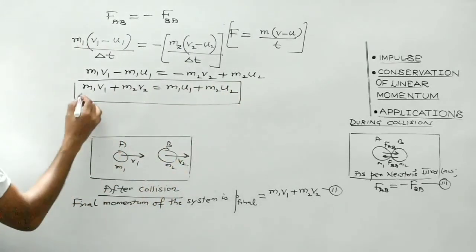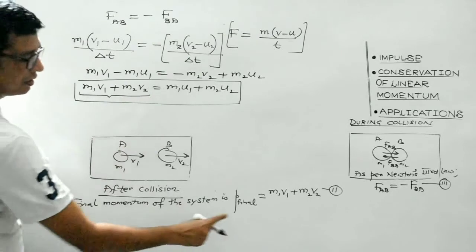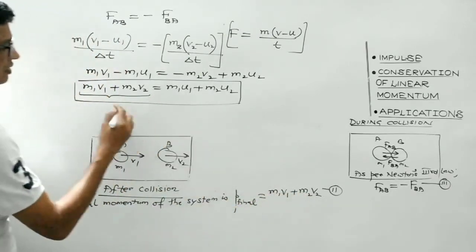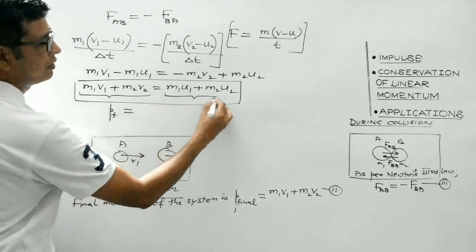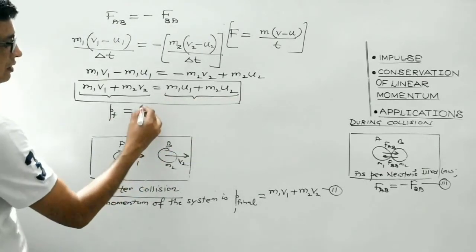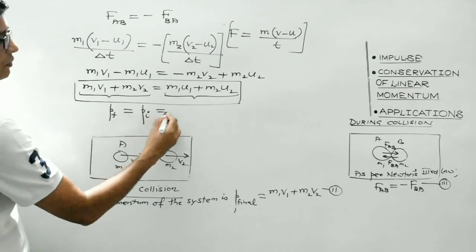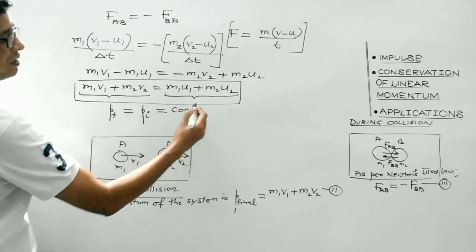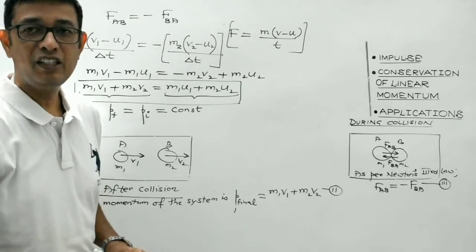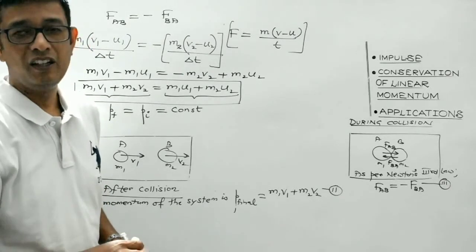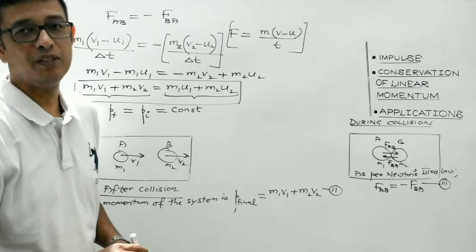This we have discussed, students. It is the final momentum of the system. And this, we are aware, is the initial momentum of the system. So it is constant. So this is how we can easily mathematically verify the law of conservation of linear momentum.